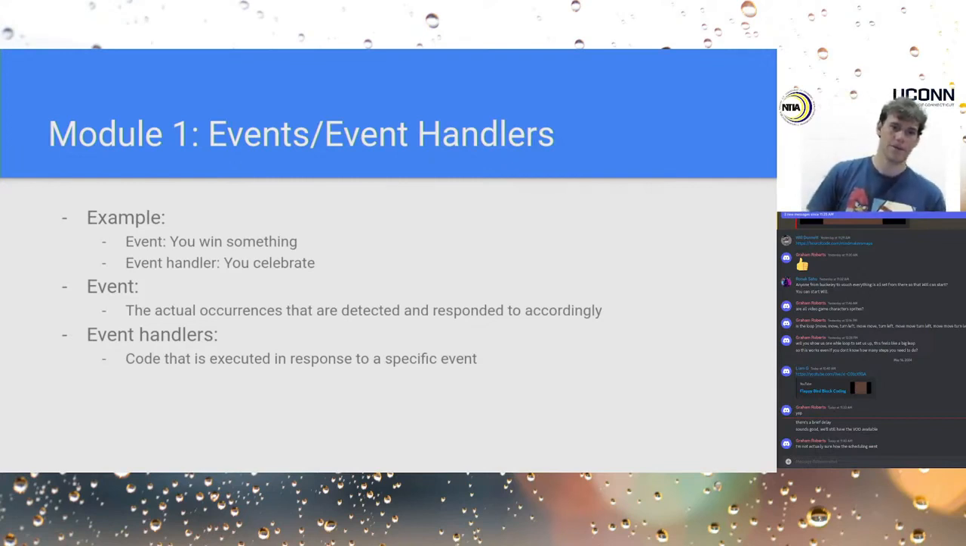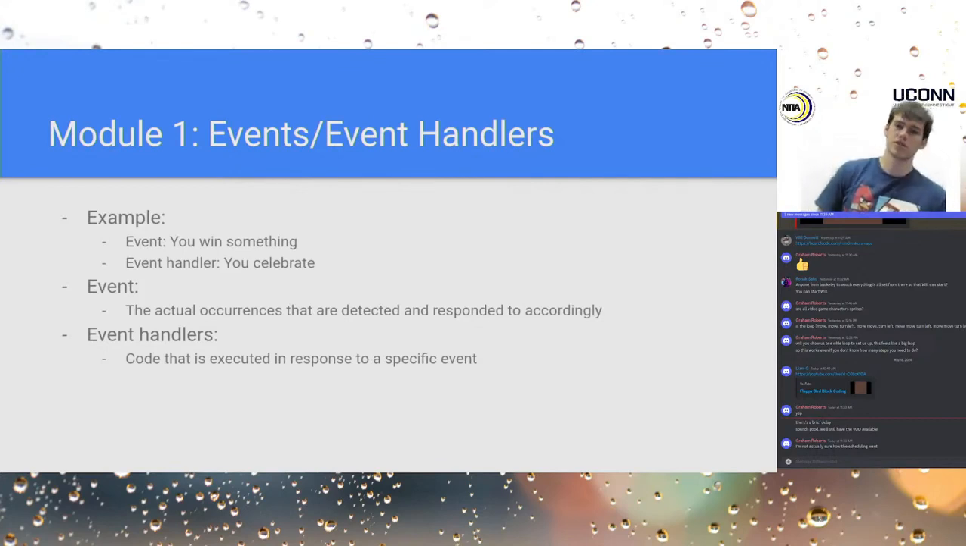So, in terms of programming, I would define it as the actual occurrences that are detected and responded to accordingly. So maybe you're writing a program that wants to detect every time you click. Someone clicks a button, someone clicks a mouse, what are you going to do? You have to have an event to detect that, that's your event. You have someone clicking it. After that, you're going to have an event handler. What do you want to do when they click it? You know what I mean? So that's a better definition in terms of programming.